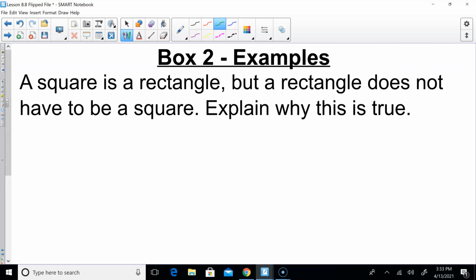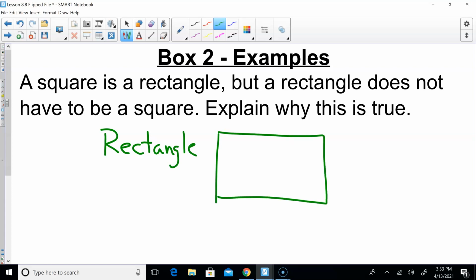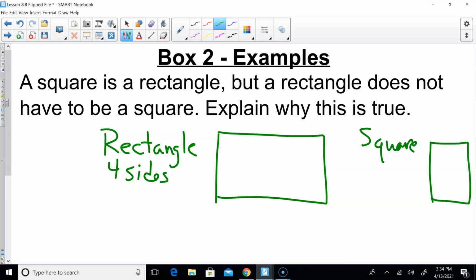Well, if you look at the traits, we think about this. A square is a rectangle, but a rectangle does not have to be a square. So let's start off with a rectangle. What traits does it possess? Here's my rectangle. It's got four sides. Check. So does a square, right? If we drew a square right here, it also has four sides. So those will be the same.